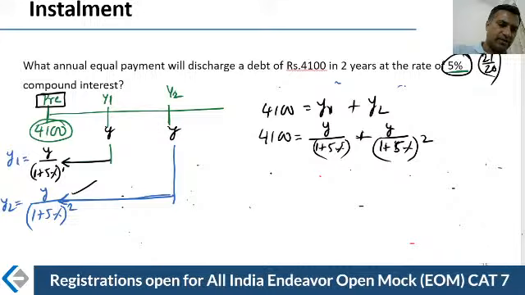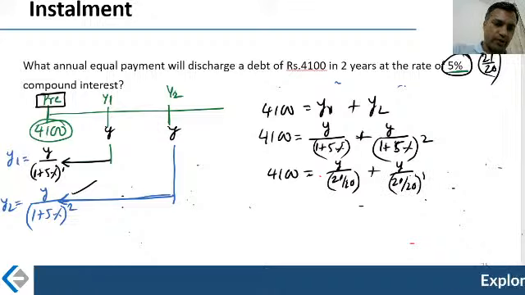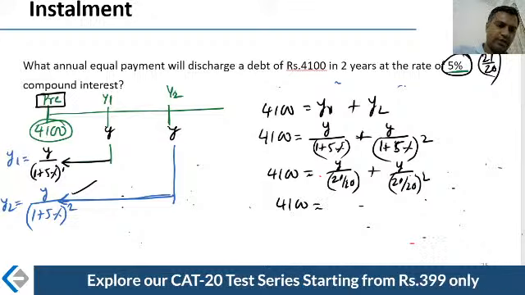Therefore, let's calculate this. From a calculation perspective, you can use whichever form you want. There is no hard and fast rule. Y divided by 21 by 20, then y divided by 21 by 20 whole square. Right, now this is what you have. Simple calculation from here. Therefore 4100 is nothing but 20y divided by 21, then you have 400y divided by 21 square.